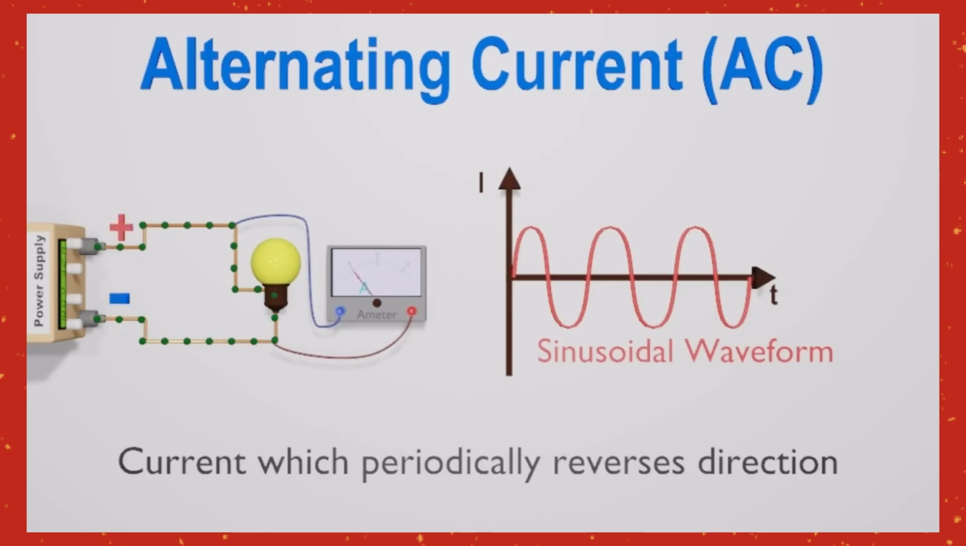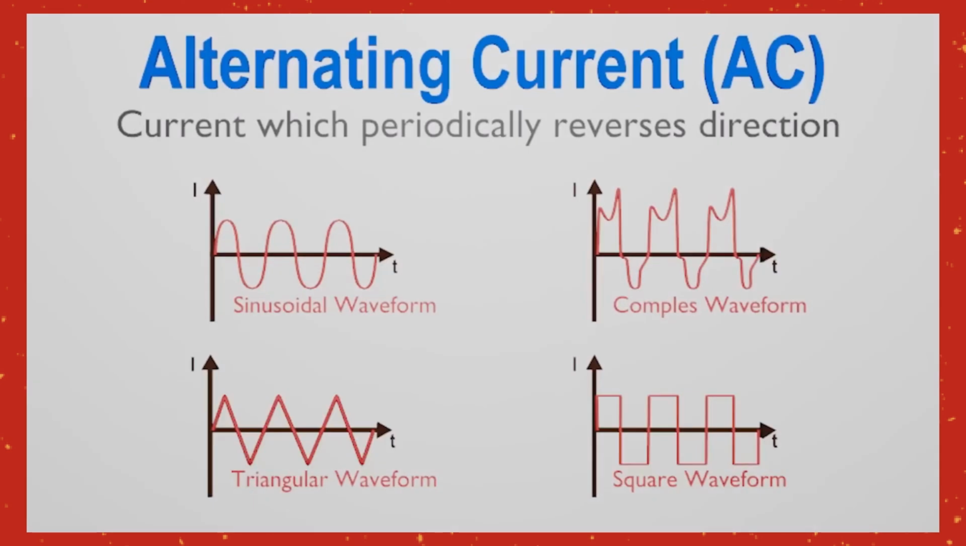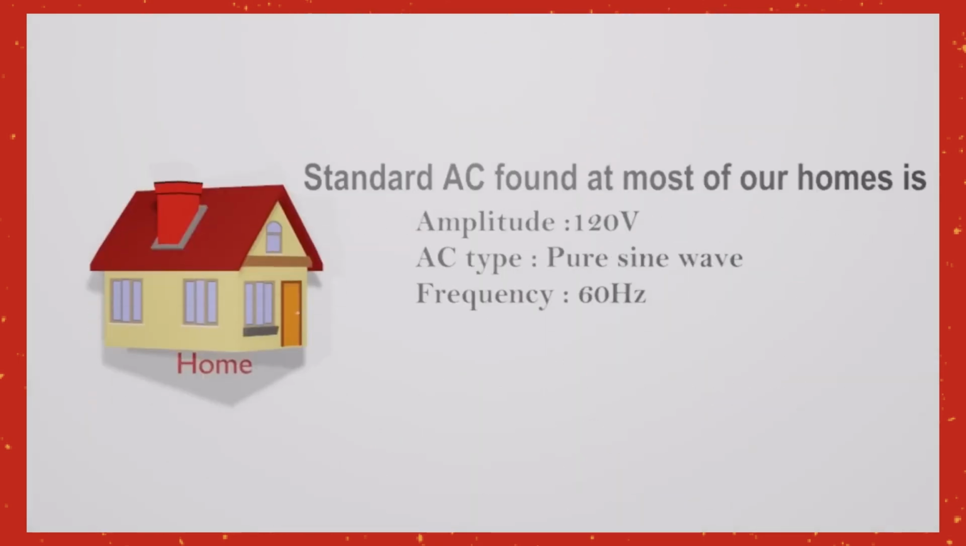Standard AC found at most of our homes is a 120 V amplitude pure sine wave with a 60 Hz frequency. However, many appliances and electronics use direct current, DC, which provides consistent power to the device. We explain how to convert AC into DC in our previous videos. On the other hand, most renewable power generation systems such as solar PV systems and wind generators involve DC, so it is important to convert this generated DC into AC for distribution purposes.